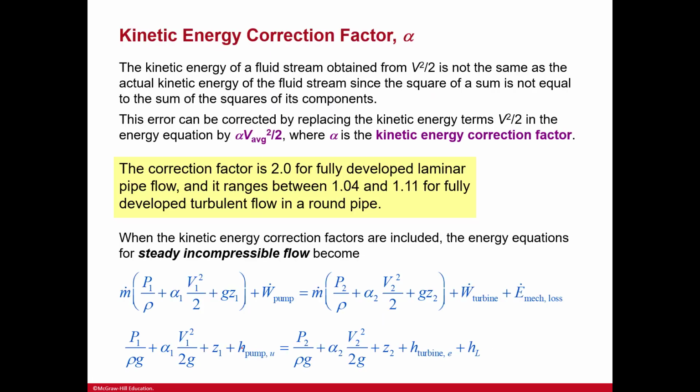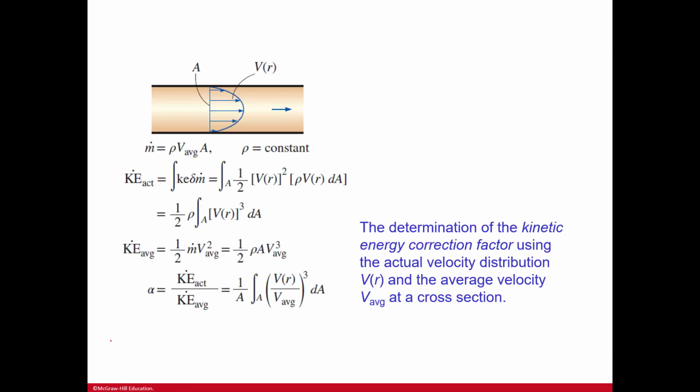So kinetic energy correlation factor, alpha. So the correlation factor is 2.0 for fully developed laminar pipe flow, and it ranges between 1.04 and 1.11 for fully developed turbulent flows in a round pipe. And when kinetic energy correction factors are included, the energy equations for steady incompressible flows become these. The determination of kinetic energy correction factor using the actual velocity distribution and the averaged velocity at a cross-section.